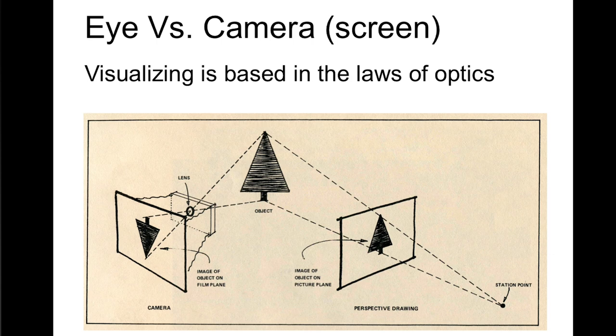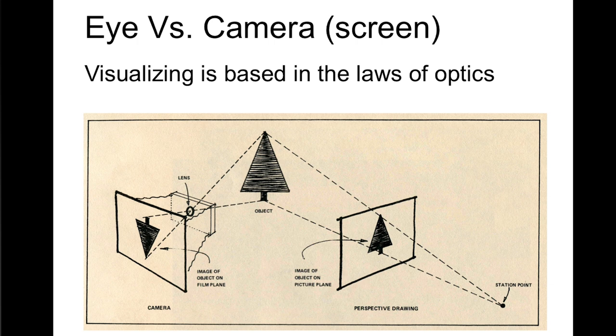So first of all, if you want to think about visualization, we have to kind of track back and think about our eyes and how our eyes work, and also how it is a little bit like a camera. So here on this slide, you're seeing this tree object, and it's being represented two times. Here's the viewer on the stationary point. We have an object, and then we have how that object is projected in our retina. Same happens with the camera. We have the object, and then it's being projected here on the film.